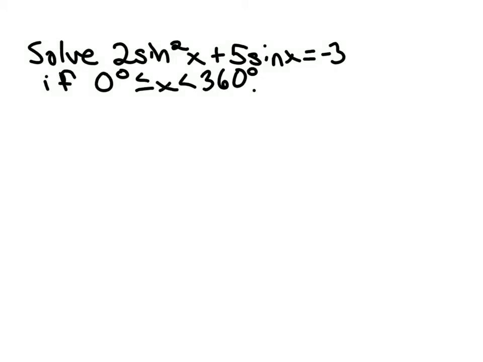In this example, I will find the solutions to the equation 2 sine squared x plus 5 sine x equals -3, where x is between 0 and 360 degrees. All right, so the first thing to notice here is that the equation only involves one trig function. It only involves sine, but it's quadratic. You've got a sine squared here.